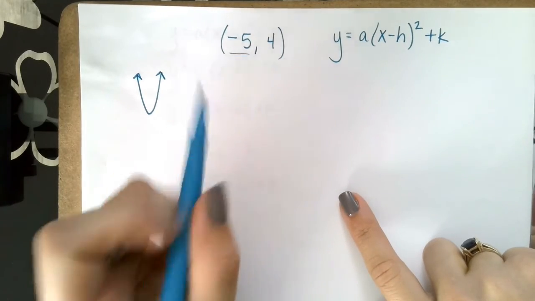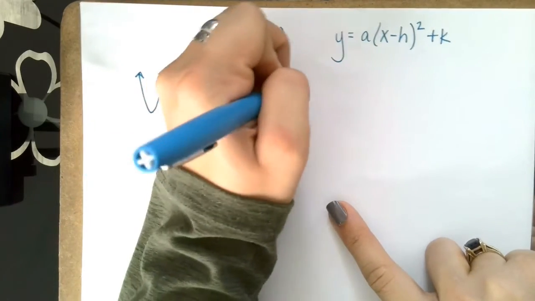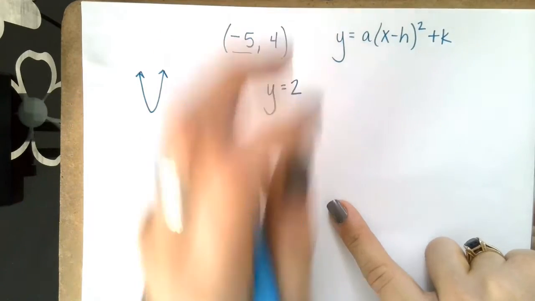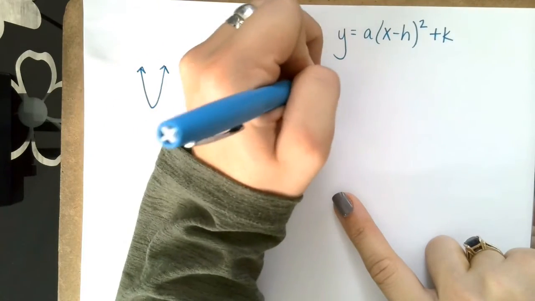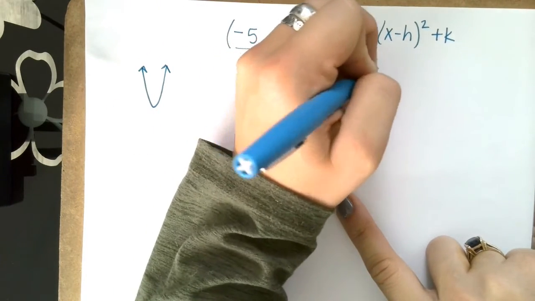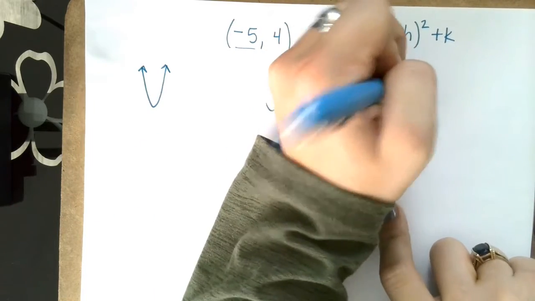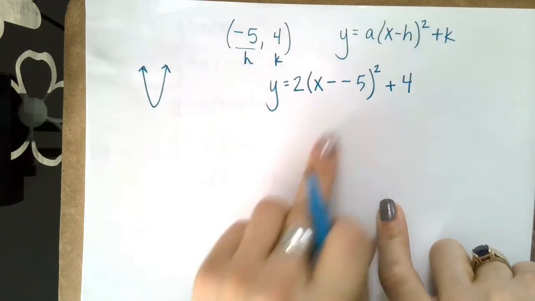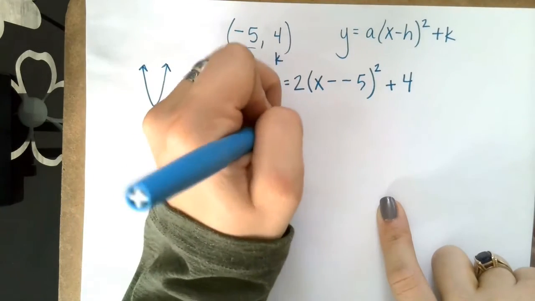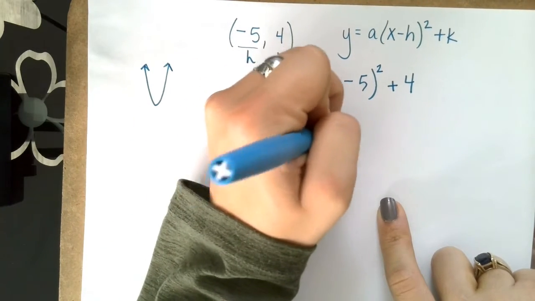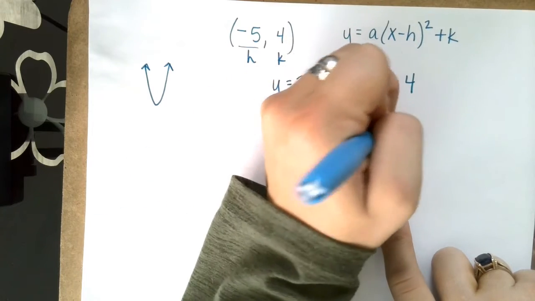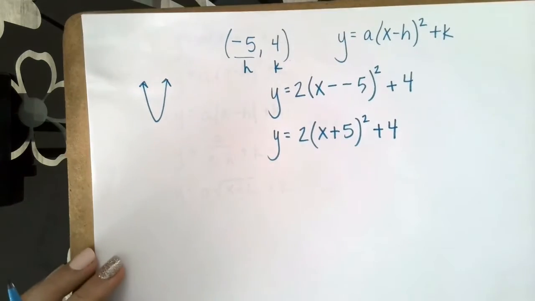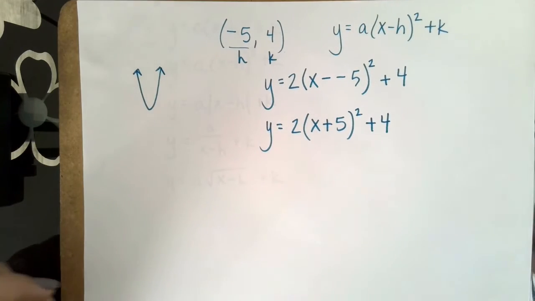So if I have a -5 here, I have y equals, and I'm going to put, say, a +2, so it opens upward. Then I have x minus -5 squared plus 4, because this is my h, this is my k. I can simplify here and make this a positive, so it would be y equals 2 times (x plus 5) squared plus 4. And this would give me a parabola with the correct vertex that opens upward. So you're going to have to do something similar with your ordered pair.